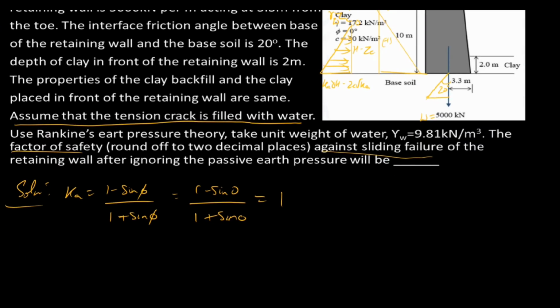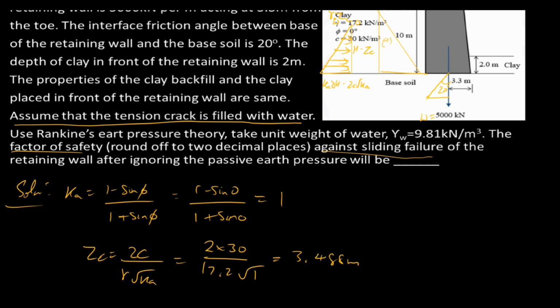And the depth of the tension crack, which is Zc, will be equal to 2C divided by gamma root Ka. Here 2C is 2 into 30, divided by gamma, which is 17.2, root Ka, where we will get 3.488 meters.